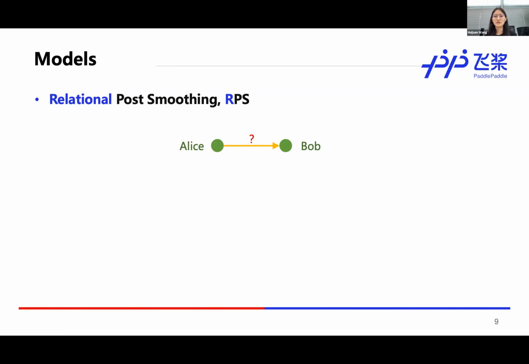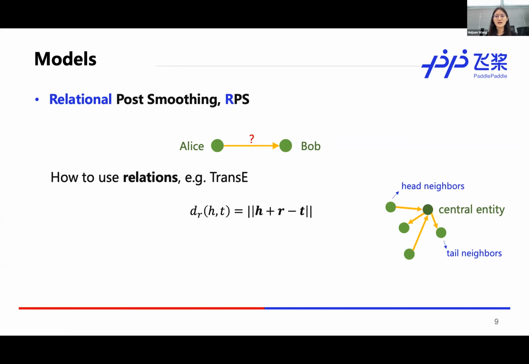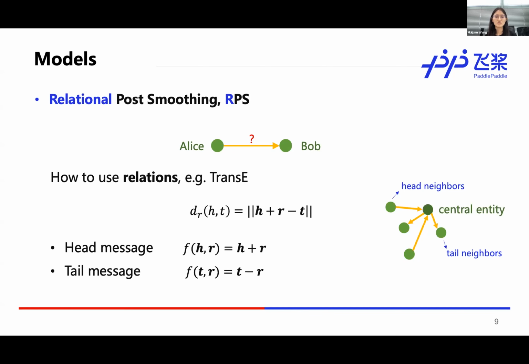In this case, we use features of neighboring entities one hop away to embed the central entity. There are two kinds of neighbors: head neighbors with the central entity as tail, and tail neighbors that take the central entity as the head. Without loss of generality, let's take TransE as an example here. It assumes that head plus relation equals tail. Correspondingly, we define messages from the head entities as head plus relation, and the messages from the tail neighbors as tail minus relation.